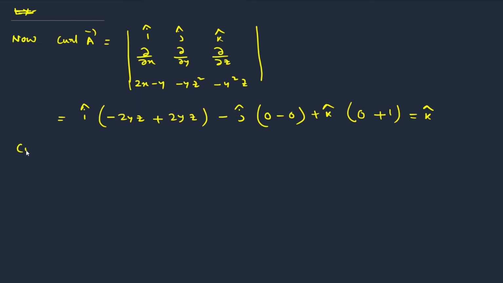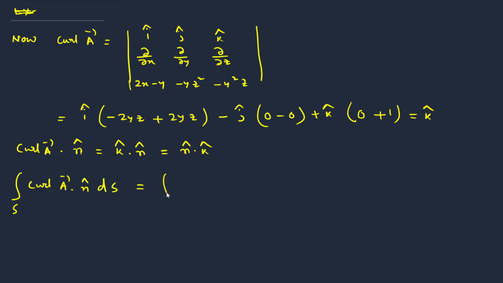So with curl A bar, what do we have? Curl A bar dot n cap, okay? It's k cap dot n cap. Since a dot b is equal to b dot a, the dot product is commutative, so you can write this as n cap dot k cap also. Now let us take the right hand side: integration over S of curl A bar dot n cap dS. So this equals integration over S of n cap dot k cap dS.